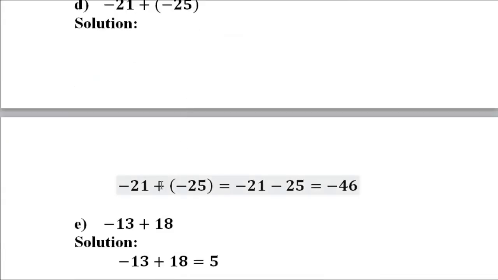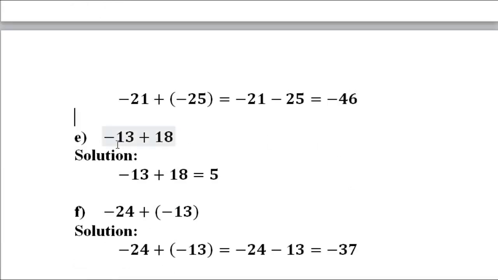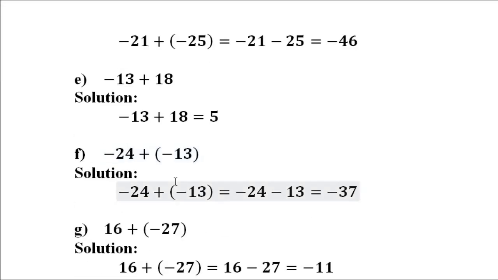First, I will multiply the positive sign by negative 25, which gives us negative 25. Next, negative 21 minus 25 is equal to negative 46. The fifth part of the question is negative 13 plus 18. The one-step answer to the expression is 5 because we will subtract 13 from 18.